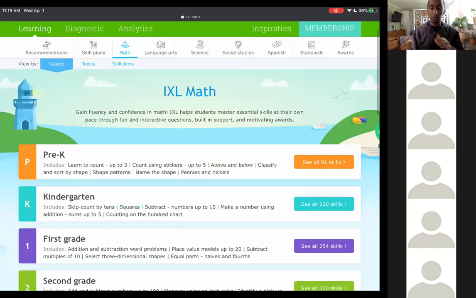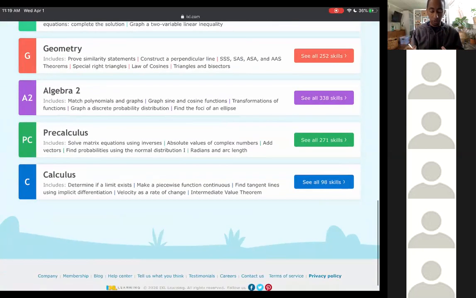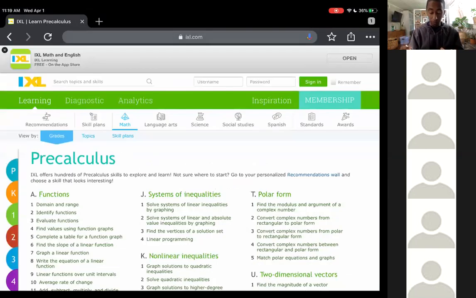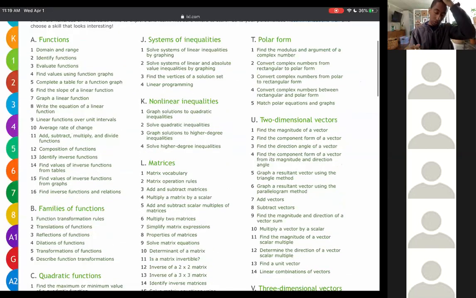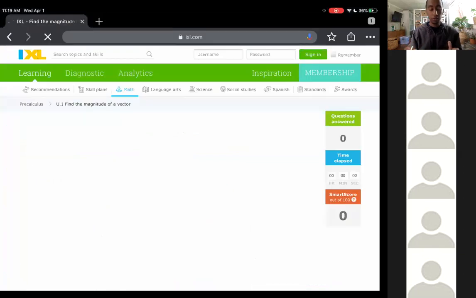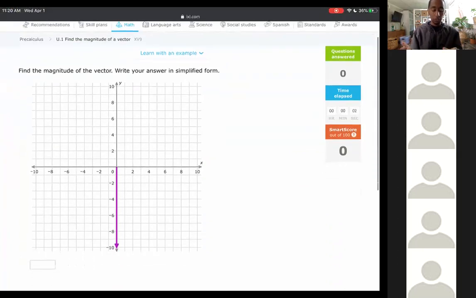And then you would go to math, or I'm already in math. If you had the app, it would be easier to navigate. Then you would go to pre-calculus. Okay. And there's a bunch of topics here. So you would just find U.1. So like here, U.1, find the magnitude of the vector. Okay. So I would just click that. And on the app, you could search U.1 and it'll come up.